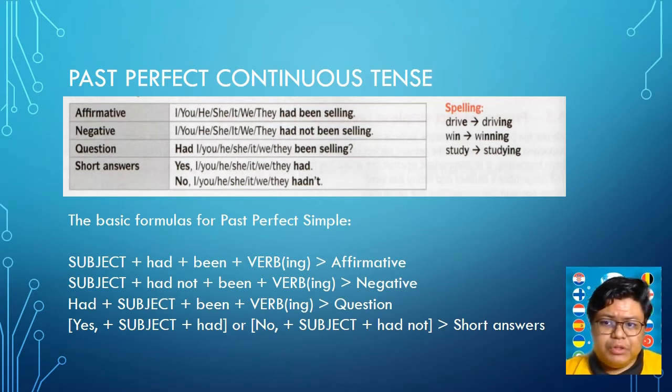And lastly, for short answers, it is the same as past perfect simple. Yes plus subject plus had if it's yes. If it's no, then no plus subject plus had not. So this one is very simple. It's mostly like the continuous tenses in present as well, and in other tenses as well. Right, so let's move on.